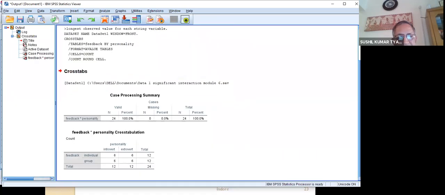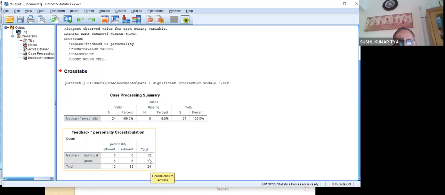This is the table we get. Feedback into personality cross tabulation. This is a 2x2 tabulation: introvert, extrovert, individual, group, 6, 6, 6, 6. So this is a 2x2 factorial design ANOVA of equal cell size 6. Total number of subjects is 24.